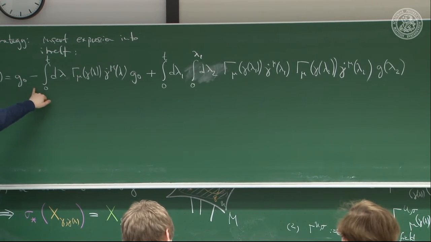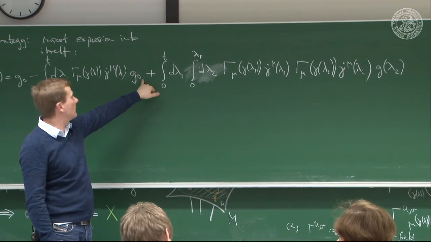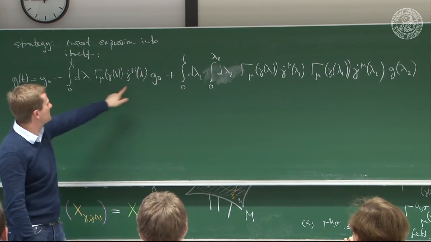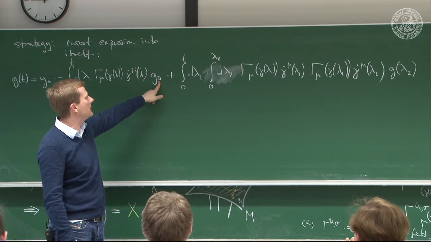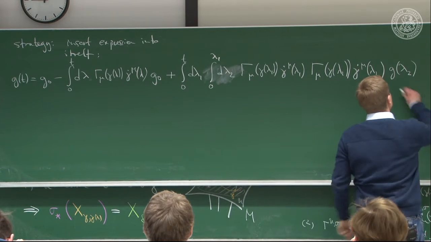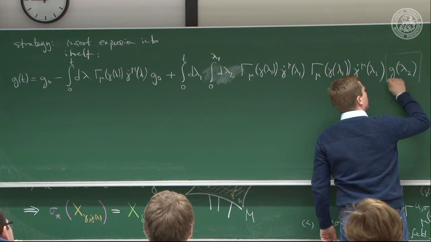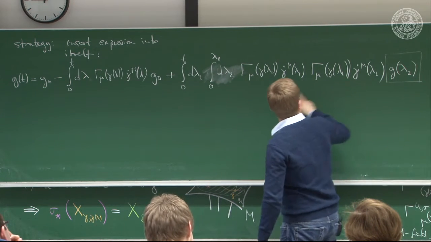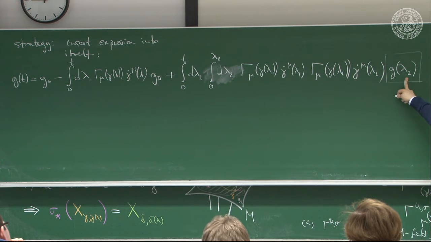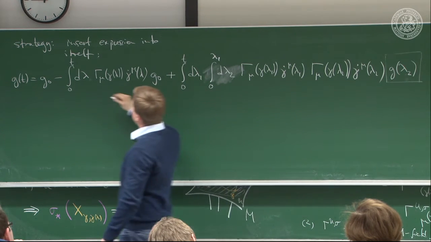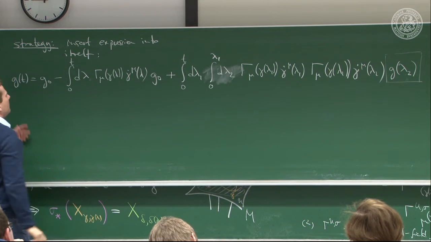This one can be calculated now. There is no more recursion in here, because this is just a fixed g0 from the beginning. Only in this third term do I still have this g of some lambda that's running, namely from 0 to lambda 1, that hasn't been determined. Now the strategy, of course, is to continue inserting.